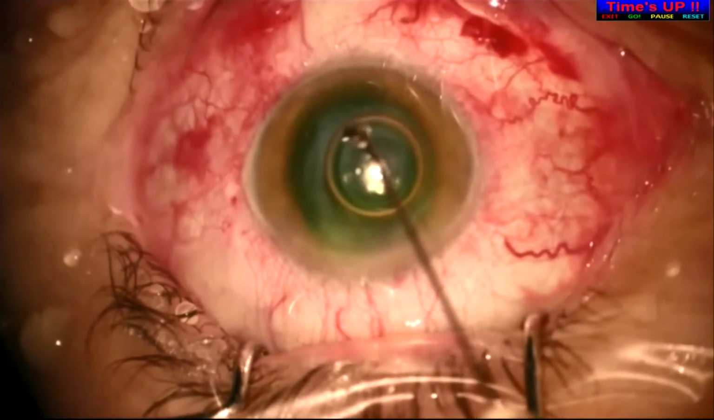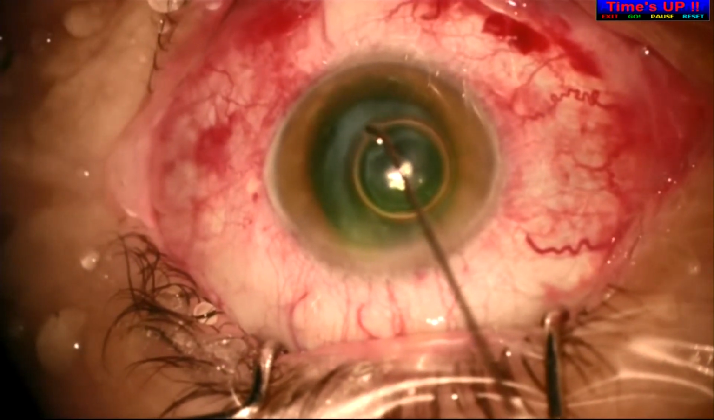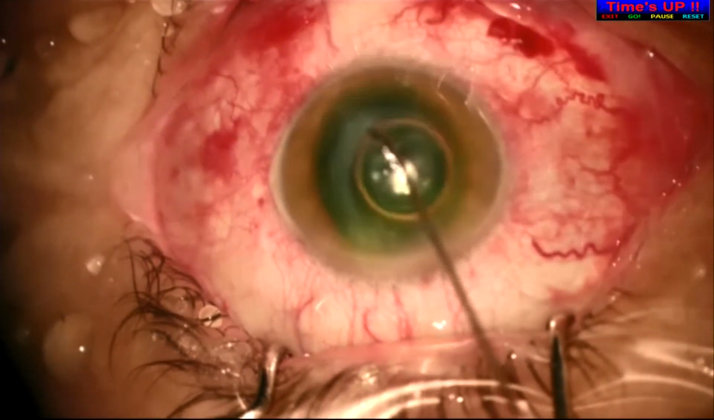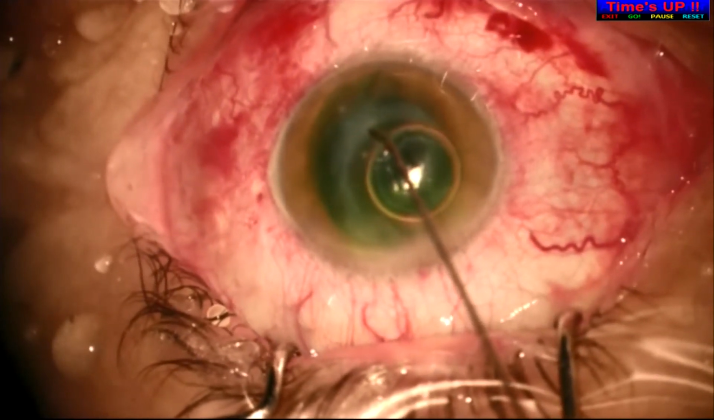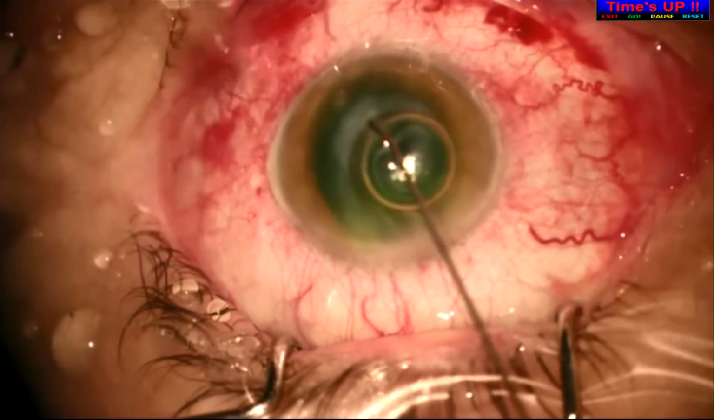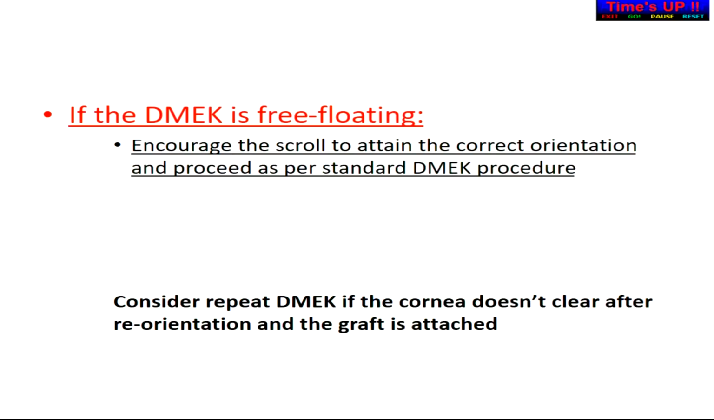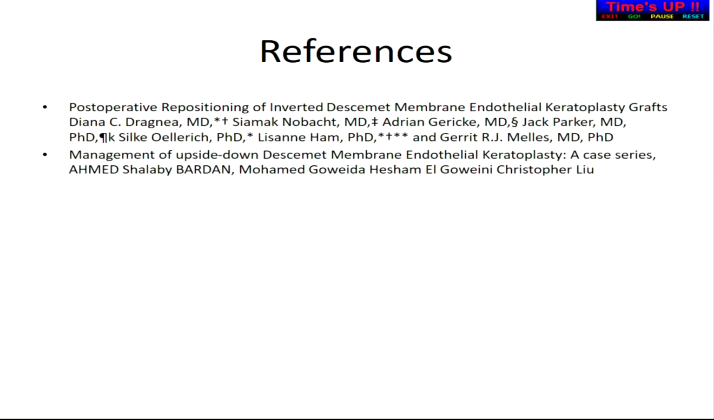So here is the bubble, and the vent has been created, and the air bubble was protecting the graft, and you can use that to put jets of fluid in to detach the rest of the graft. Okay, so there you are. We have reviewed all our upside-down DMEKs, and it's being published, and you can see it in a few weeks' time. Thank you.